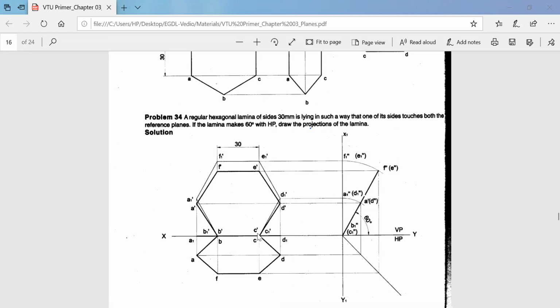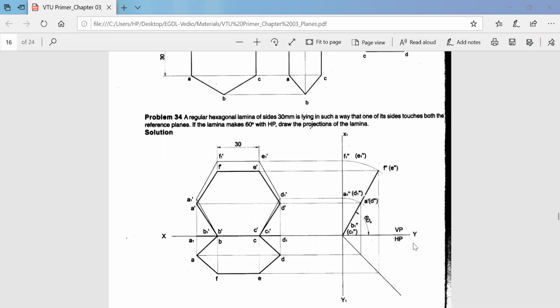Now similarly, the other side should touch HP. So you cannot blindly project and cover it and leave. You should have some projection line where it lies. For that it is very essential you take the help of the side view. To take the help of the side view, you have to draw one more reference plane, which we call x1 and y1.